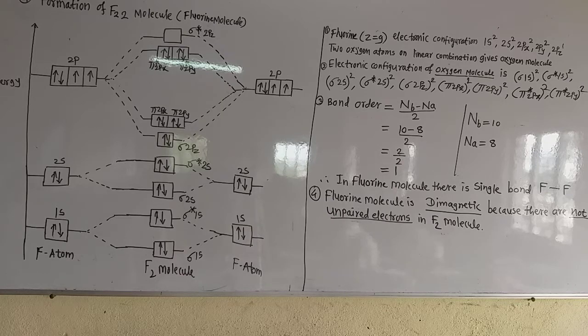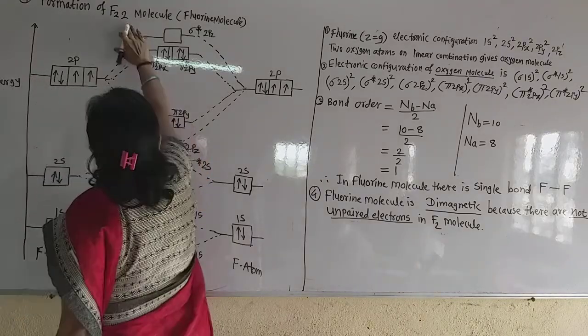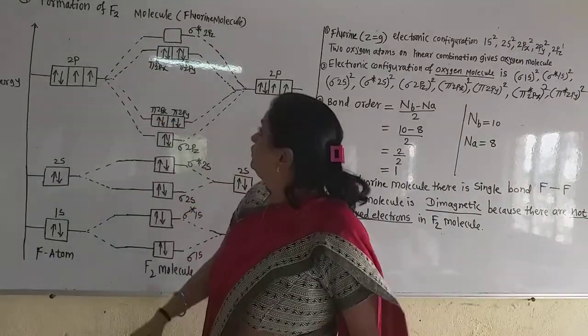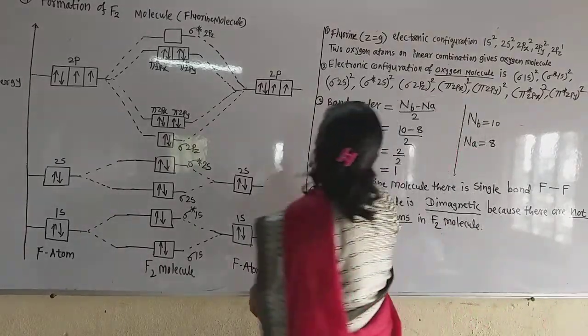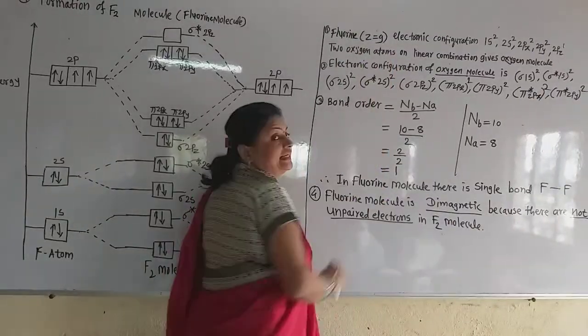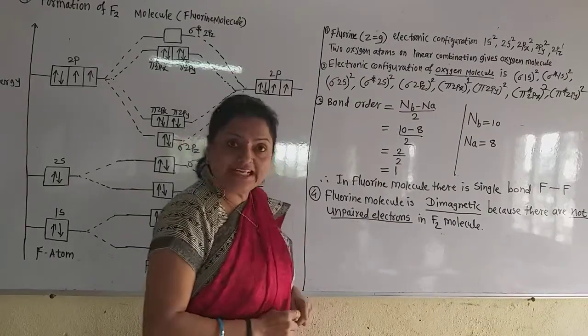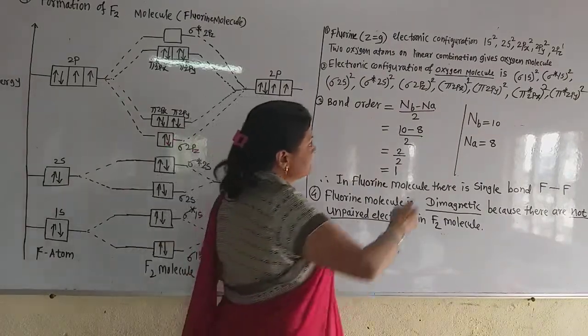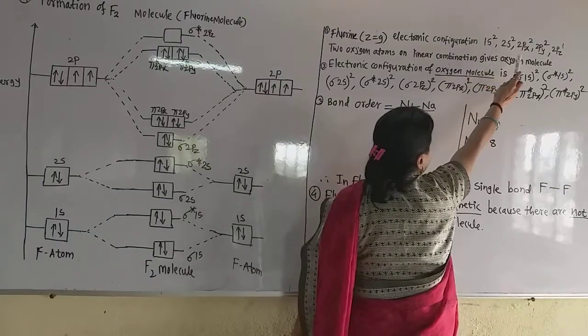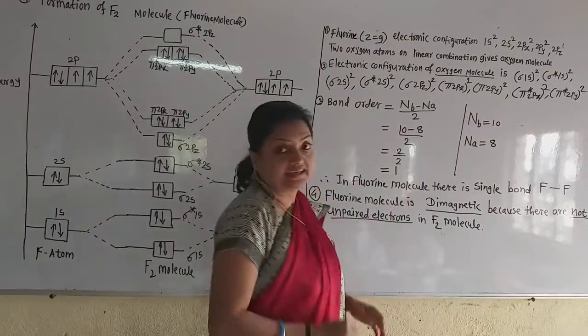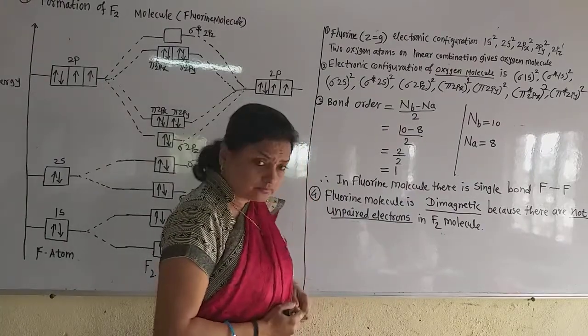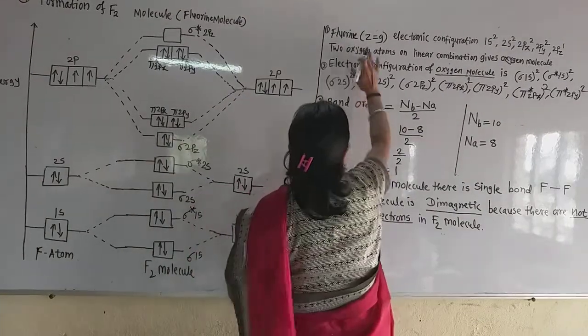Now consider the formation of the fluorine molecule by the molecular orbital diagram. You know that the atomic number of fluorine is 9. So the electronic configuration of fluorine is 1s2, 2s2, 2px2, 2py2, up to this 8 electrons, and 2pz contains 1 electron. Now, 2 fluorine atoms.